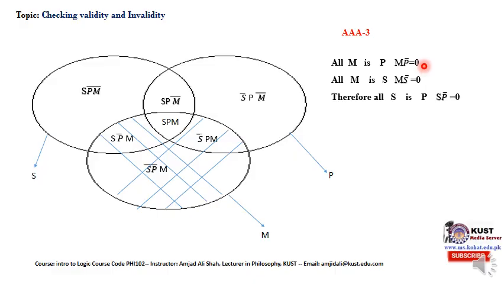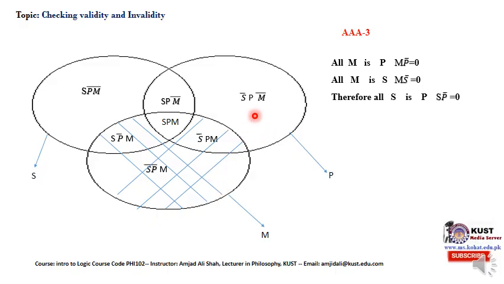Now the first premise is MP bar. Now we have the class of M. Definitely, if you see, this is MP bar, which means it's a class where there are members of the class of M, but there are no members of the class of P.